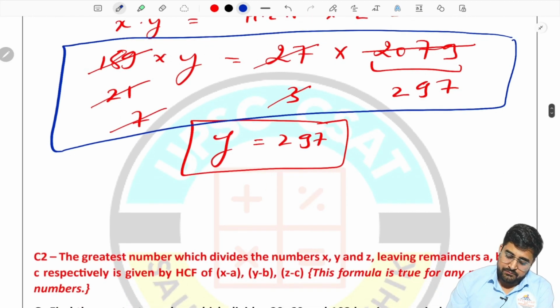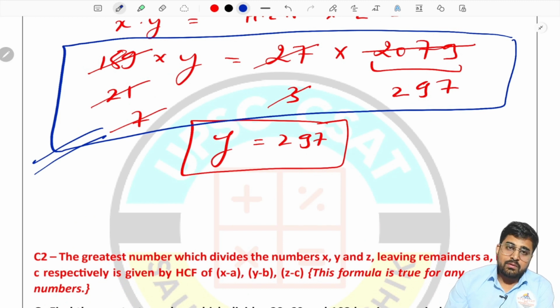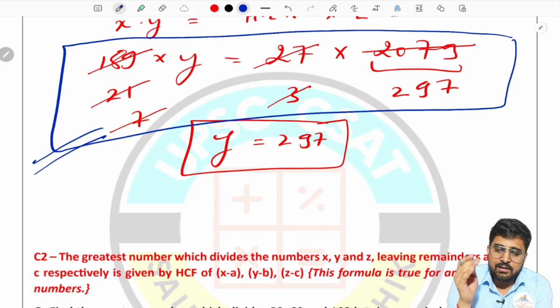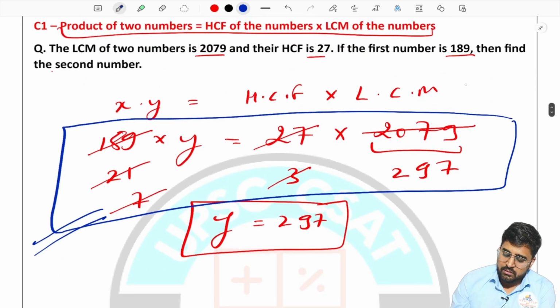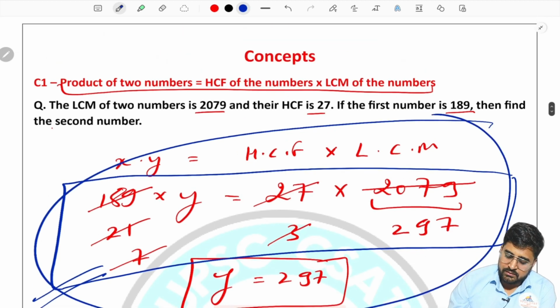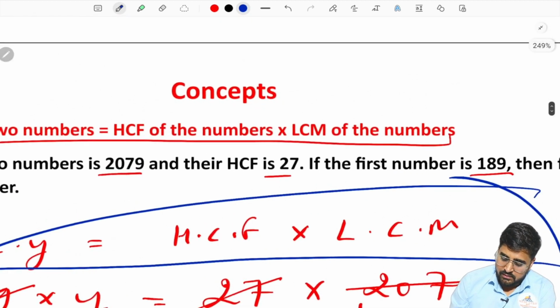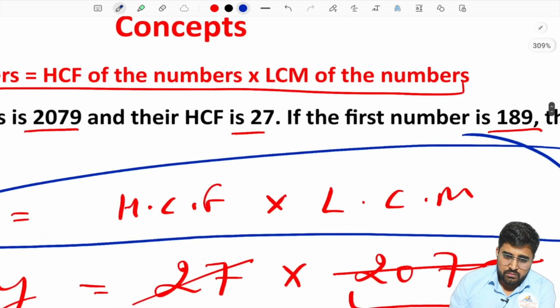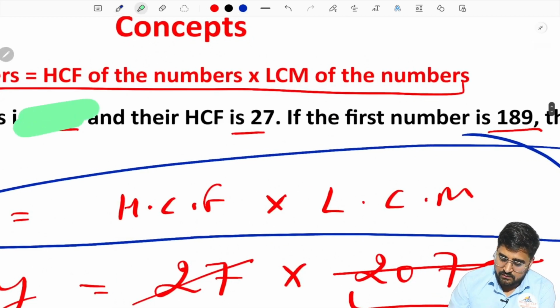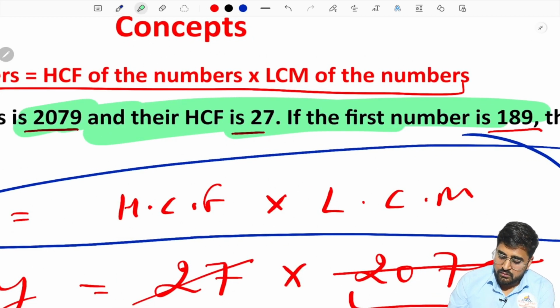When you have developed this kind of habit and practice, a point comes where you need not write all of this. You will cut from here only. If you can pay attention to these three, you need not write anything. You just cut from here. See, it is visible. Yes, it is visible.